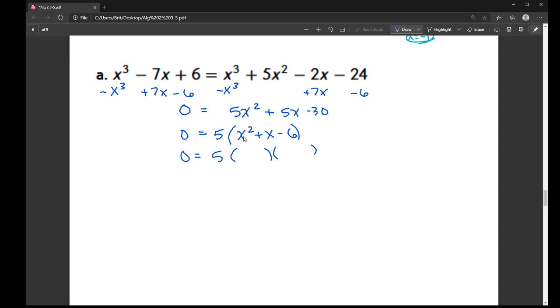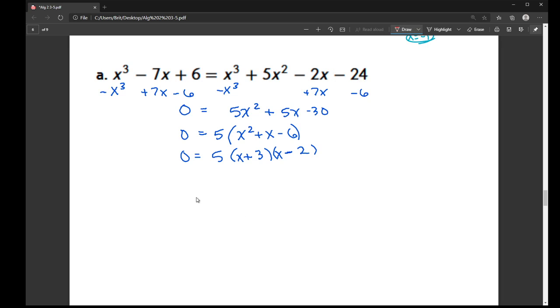Okay? So I know I'm going to have an x and an x. I drop down my plus. To get a -6, I have to have opposite signs. So this one has to be a negative so that they're opposites. And then I have to ask myself, what multiplies to make 6 that subtracts to make 1? Well, that's going to be 3 and 2.